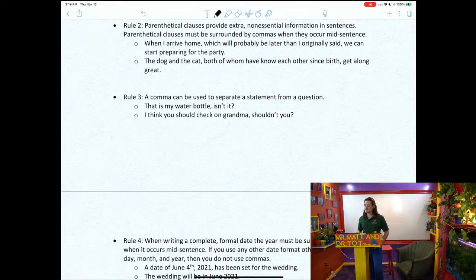Parenthetical clauses must be surrounded by commas, or another option is dashes. So you could use 2 commas or 2 dashes, but never a combination of the two. So they do test that a lot. If they start off with a comma, then you have to end with a comma. If you start off with a dash, then you have to end with a dash.